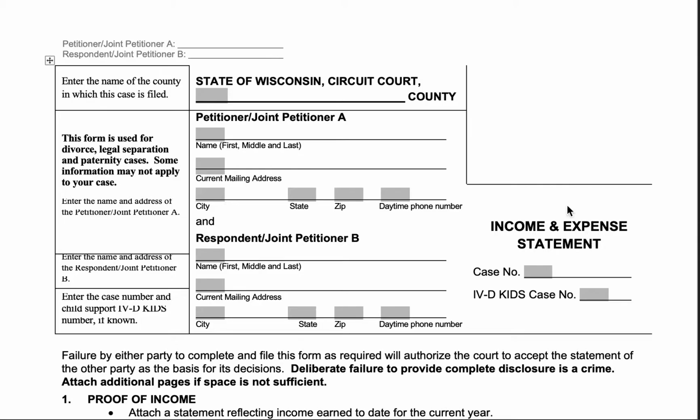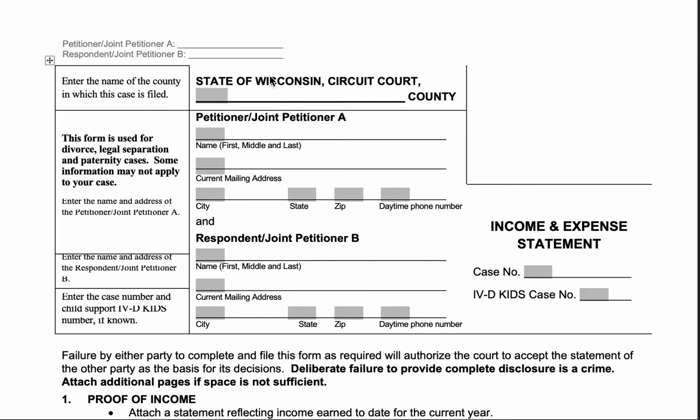Alright, so the income and expense statement is a short form version of the financial disclosure. Most commonly in our clinics, you'll be using this form when you have an upcoming hearing and you need to do a financial disclosure, but don't need to do the full 8-page financial disclosure document.